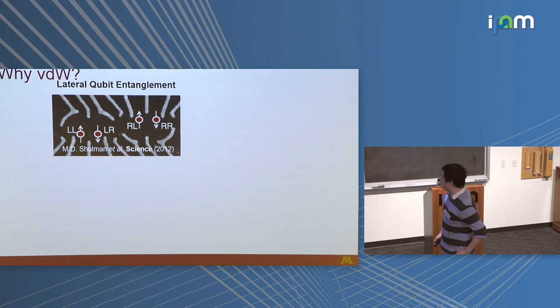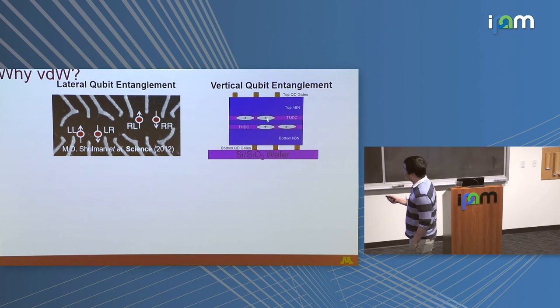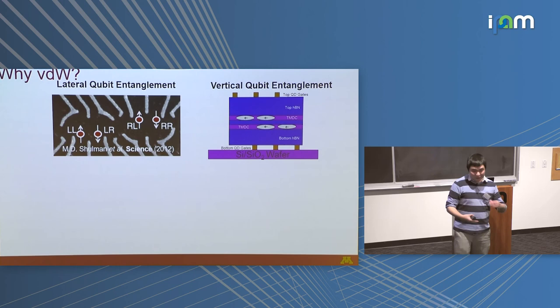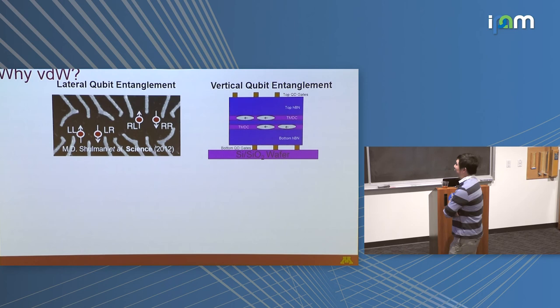But in 2D materials, you can stack them on top of each other and have a really strong vertical coupling, because there won't be any tunneling if you put even just 5 monolayers of boron nitride in between. So it's very strong, literally the strongest capacitive coupling you can have between single electrons without accidentally having any quantum tunneling.